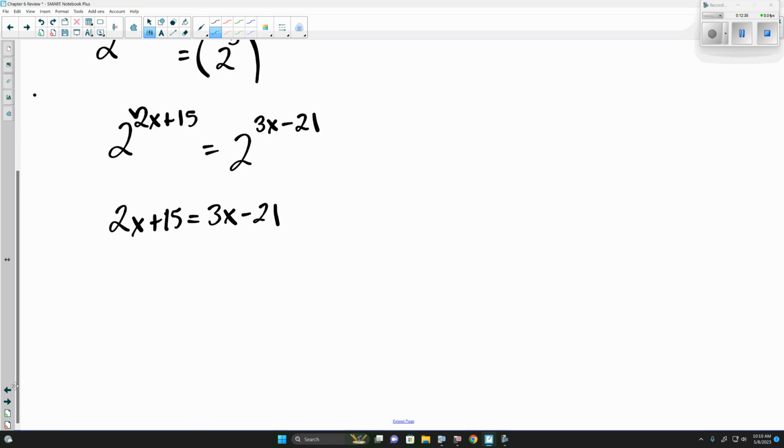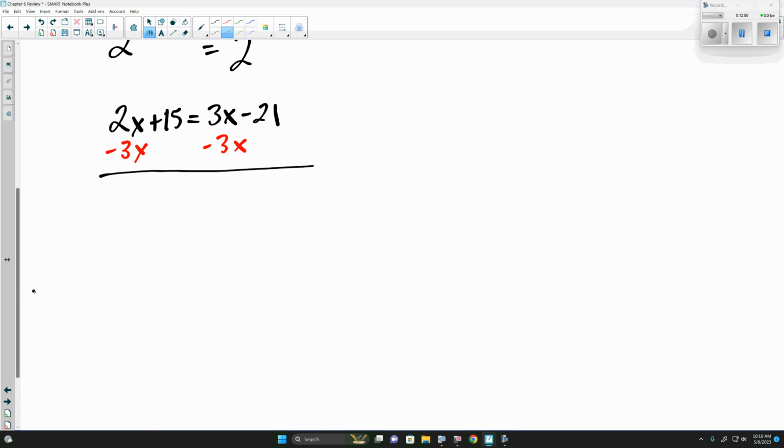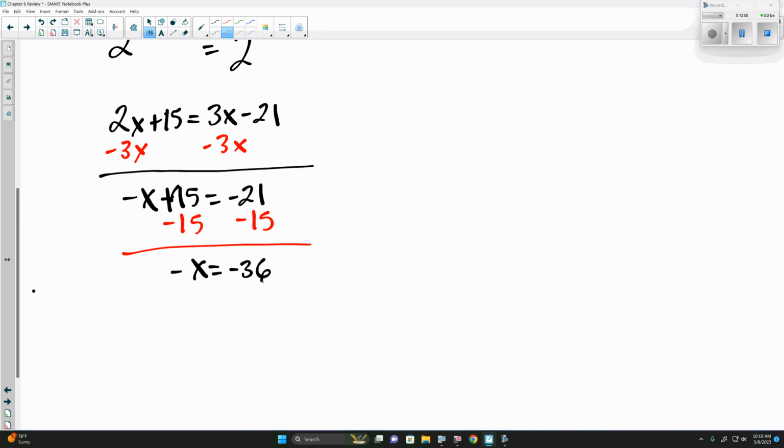Now at this point here, we just need to solve for the value of x. So the first thing we can do is minus 3x from both sides. If we subtract 3x from both sides, 2x minus 3x is going to be negative x. Plus 15 is equal to negative 21. Then we can subtract 15 from both sides, telling us negative x is equal to negative 36. And last but not least, we need to multiply or divide by negative 1, telling us x is 36.